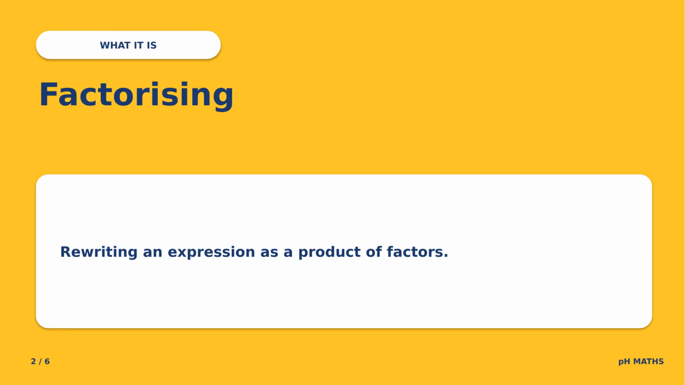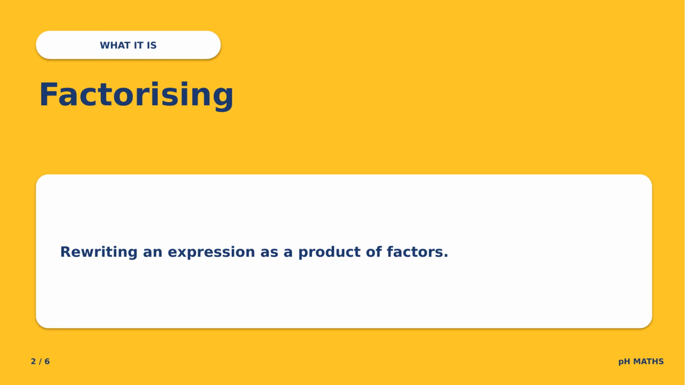Definition. Factorising means rewriting an expression as a product of factors. So 6x plus 9 factorises to 3 times the quantity 2x plus 3 by extracting the common factor of 3. And x squared plus 5x plus 6 factorises to x plus 2 times x plus 3.